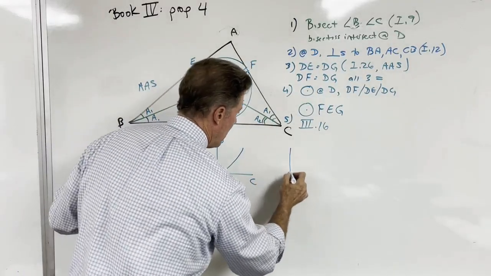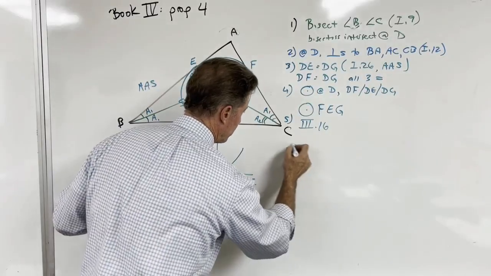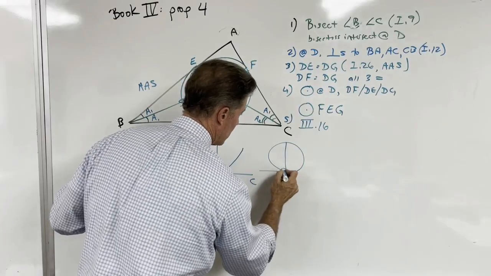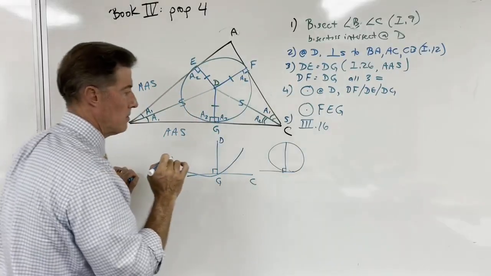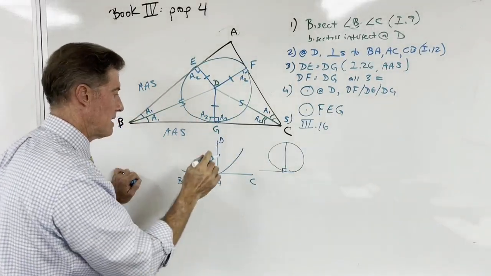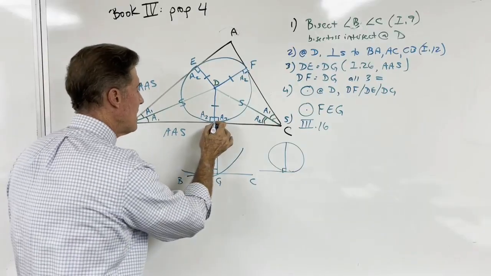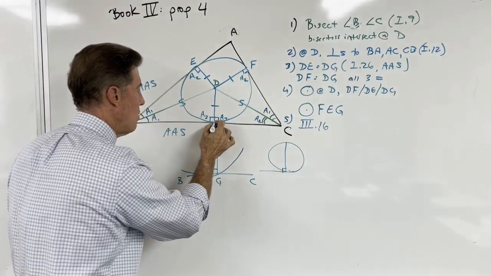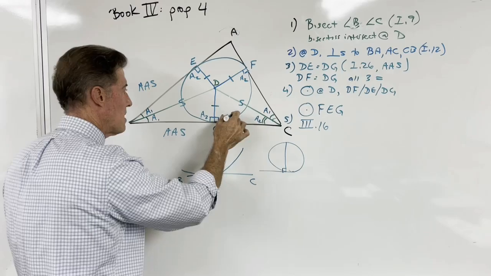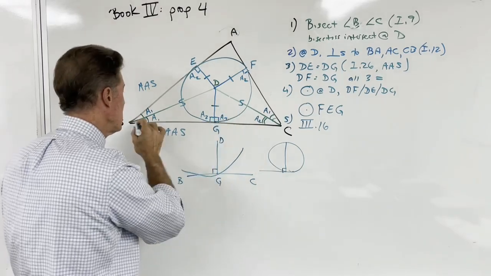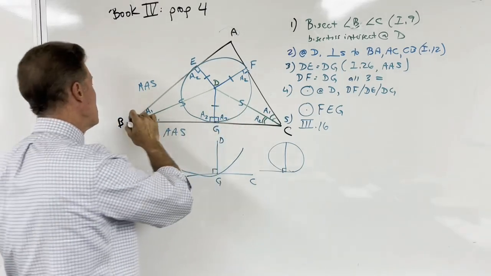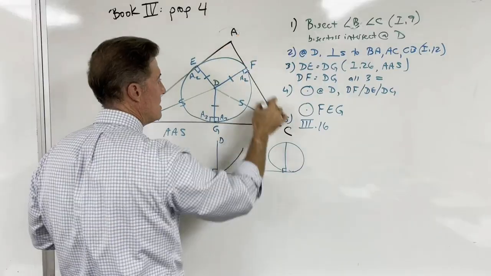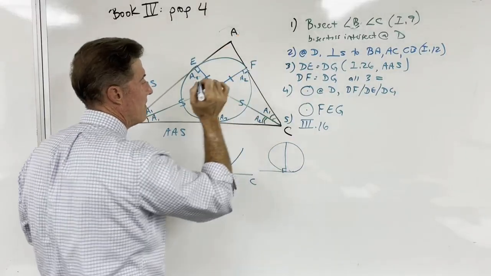If you have the diameter of a circle and you have a line at right angles, it falls outside the circle. It doesn't cut it. That's what Prop 16 says. So this doesn't cut the circle, but it does touch point G. So this circumference, at least at point G, must touch line BC. Similarly, you can show that it touches BA at E and it touches AC at F.